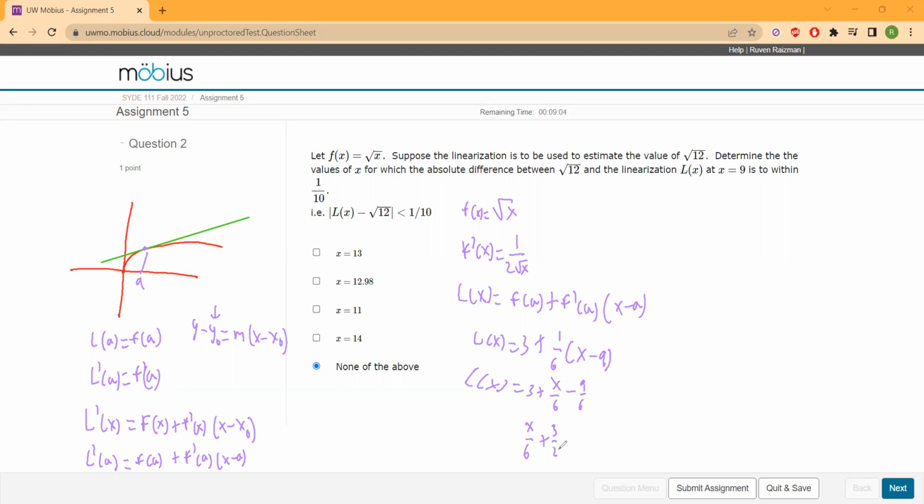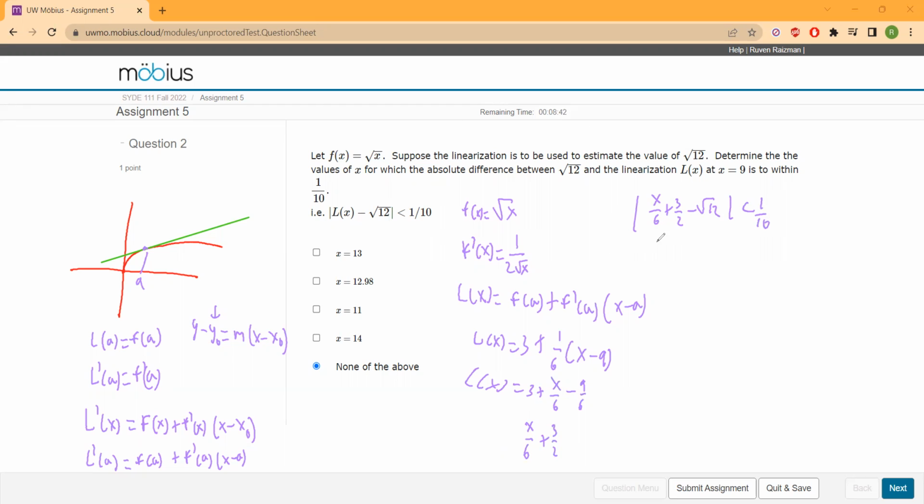Plus 3 over 2. Perfect. So now we have our L of x. Now we can calculate what x has to equal so that it stays within that 1/10 range. So that's what we're going to do. We're going to go x over 6 plus 3 over 2 minus root of 12. The absolute value of that should be less than 1 over 10.